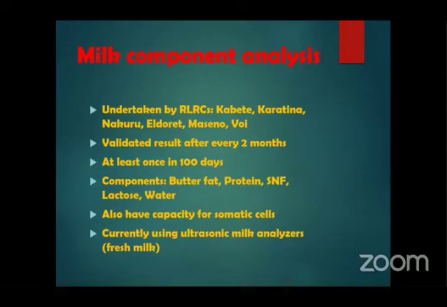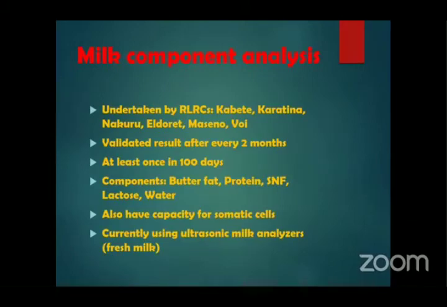Then you have the Nakuru one that covers the Central Rift, part of Nyandarua, Laikipia, Baringo. Then you have part of the lower Narok. It also covers there and also a bit of the lower Kericho. Then you have the one in Eldoret, which covers part of the North Rift: Eldoret, Uasin Gishu, Kitale, Kericho, and the Bomets up there. Then you have one in Maseno that covers the Nyanza part, the Kisii and the Luo Nyanza. Then you have one in Voi that covers the coastal region.